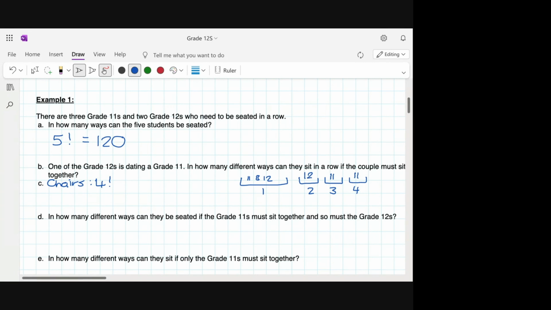Now, within this block over here, do you agree that there's 2 people sitting in that block? And those 2 people, they can shift position. So this couple, they can also shuffle around. So either one can sit on the left or the other one can sit on the left, or the other one can sit on the right. And so technically, I'm going to have 4 factorial times 2 factorial. And 4 factorial times 2 factorial, what's that going to give me? How many different options have I got now? I've now got 48.